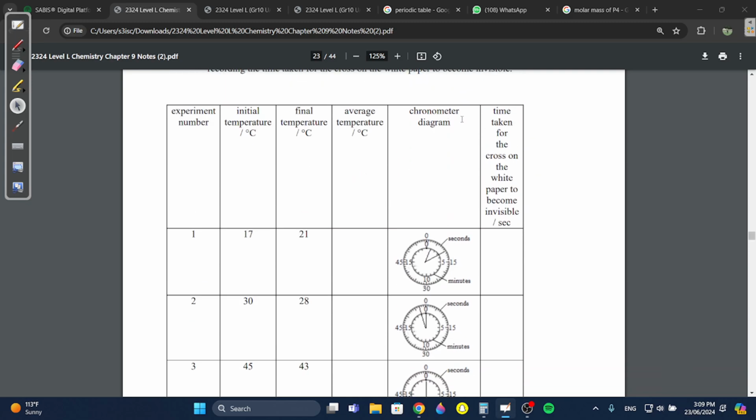Time. So they want it in seconds. This is the minutes. We have 1 minute and 10 seconds. So I think 1 minute and 10 seconds is 70 seconds. Then here you have 0 minutes and I think 50 seconds. Well, what's this? 45, 50, 55, 57.